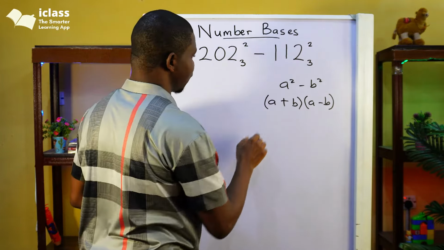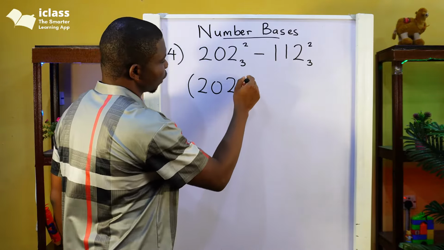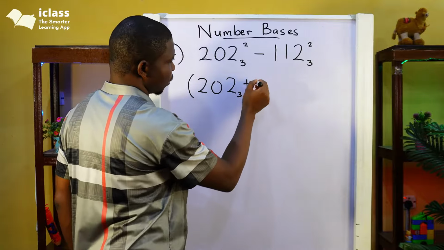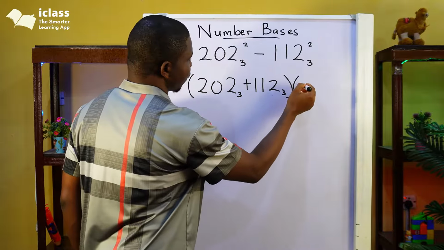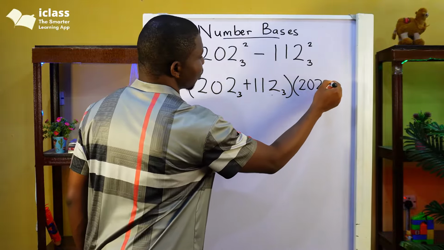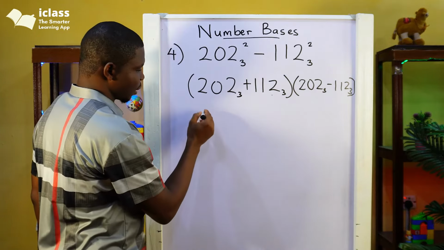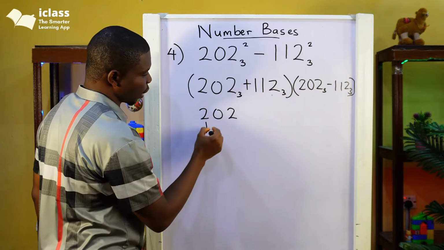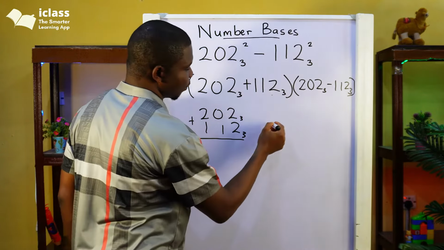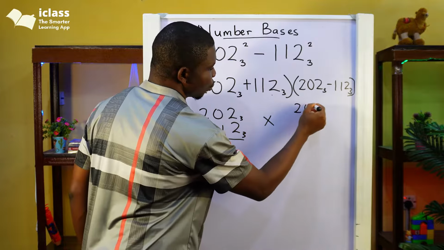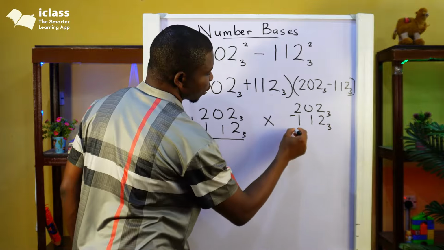All right, so let's do the same thing here. So to factorize this, I would write 202, the first one, plus the second one, brackets the first one minus the second one. Okay? So let's add this now. 202, 112. This is in base 3. Then multiplied by 202, 112. We are subtracting here.